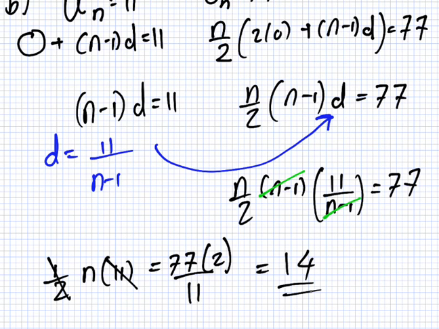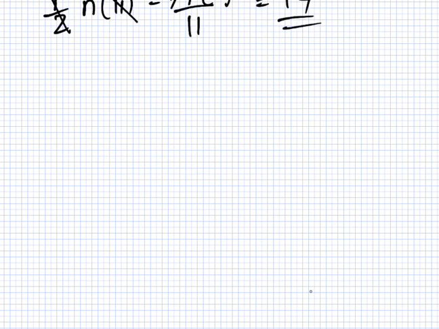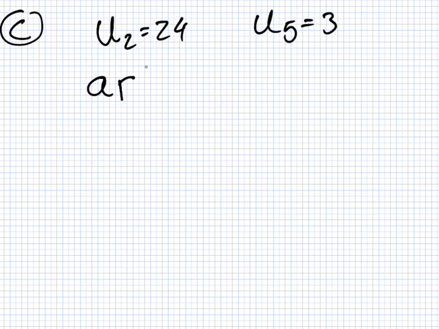So part C, yes? Can I go on to part C of this? The second term is 24 and the fifth term is 3. So, ar to the power 1 equals 24, and then ar to the power 4 equals 3.